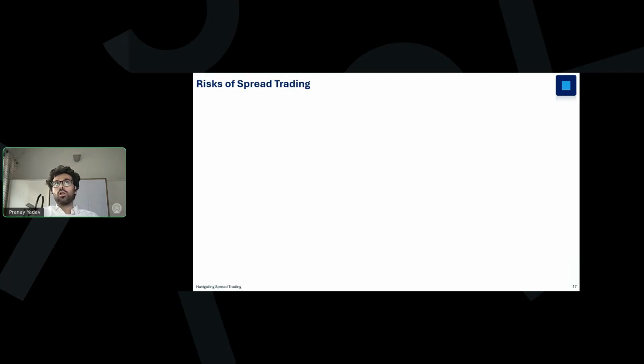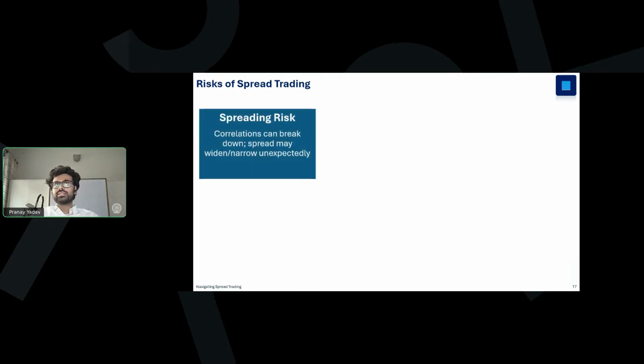Nevertheless, it's not all positives, it's not all advantages, right? There are certainly risks to spread trading. First risk is spreading risk. Spreading risk consists of the fact that correlation can actually break down. As I showed you on one of the first slides, gold and silver are actually positively correlated to one another, which means that when gold prices go up, silver prices also go up. However, when external conditions cause that correlation to break down, spreads may widen or narrow unexpectedly.